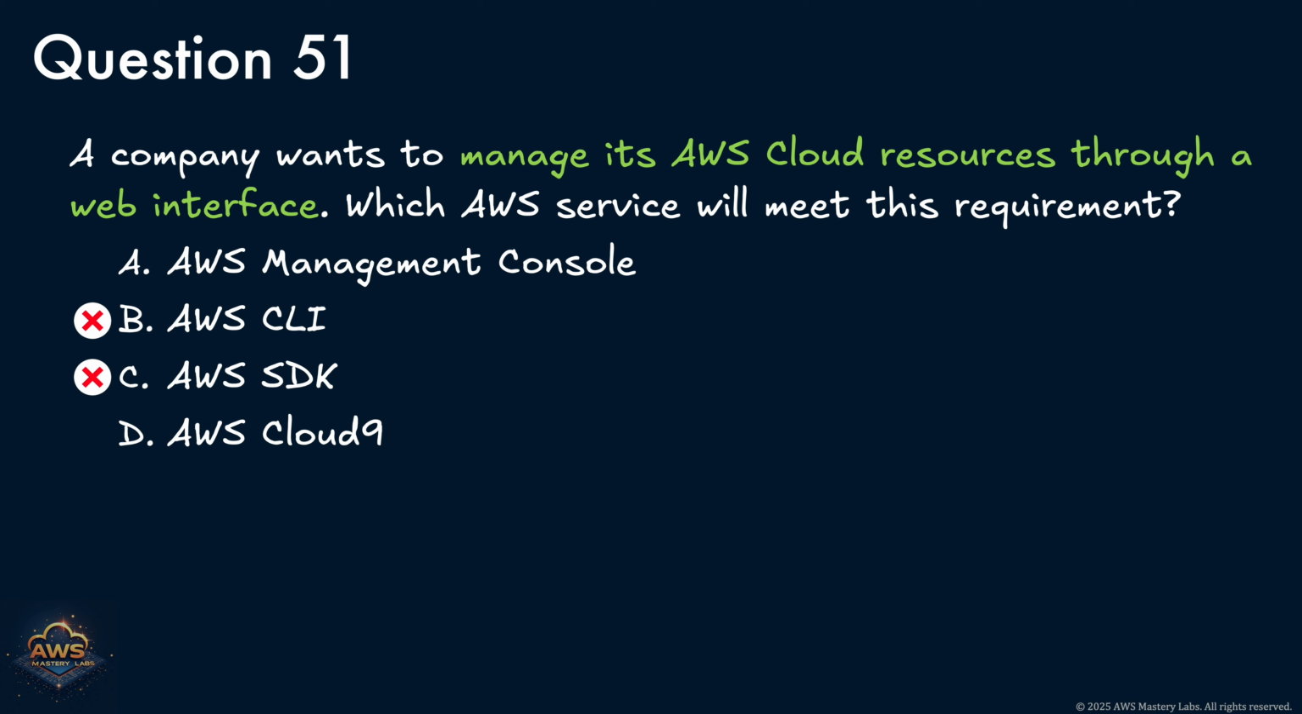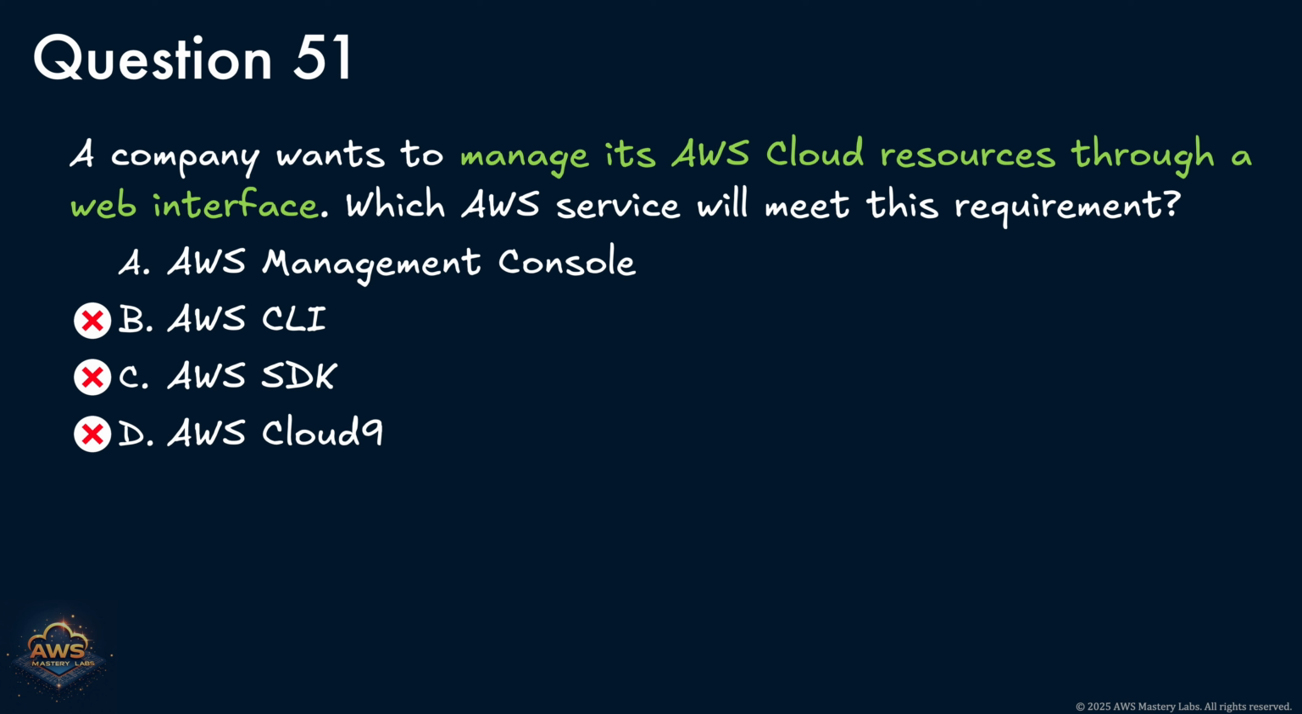Option C, AWS SDK. The AWS SDKs are libraries for interacting with AWS using code. They're designed to integrate AWS operations into applications written in languages like Python, JavaScript, or Java. While highly flexible and programmable, they require custom code and do not include any interface, web or otherwise, for direct visual resource management. Incorrect, because AWS SDKs are for programmatic access through code, not a web-based GUI for managing resources.